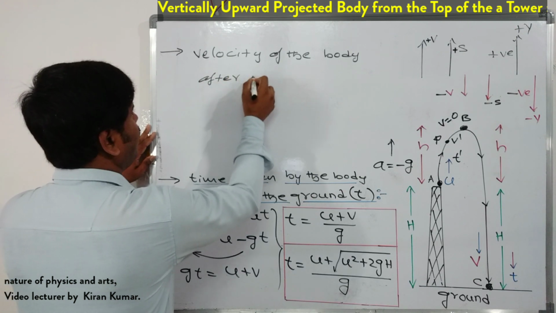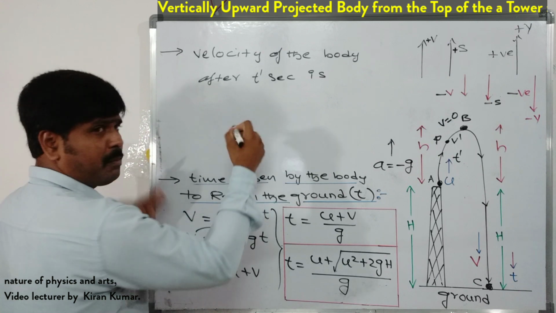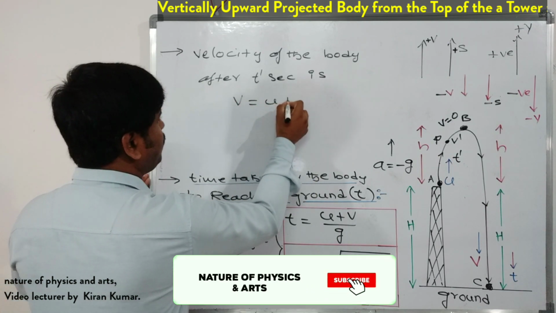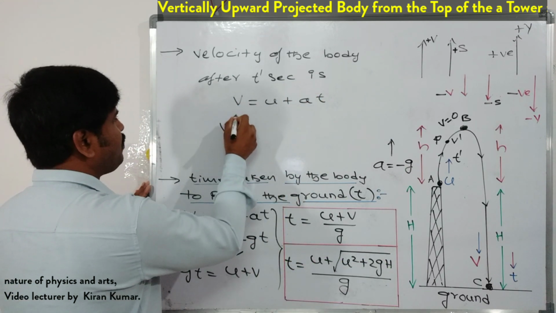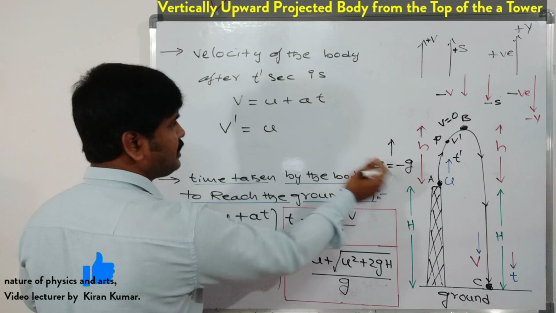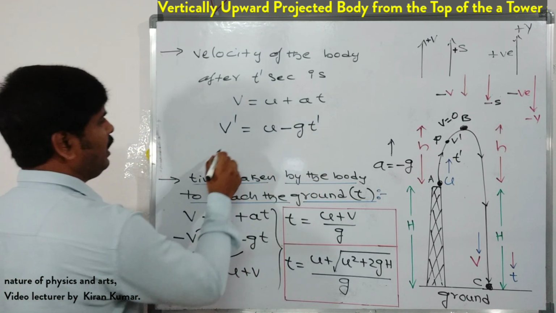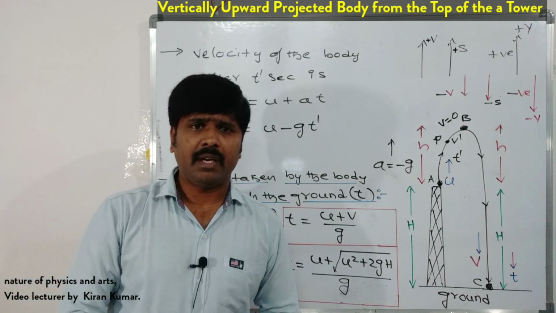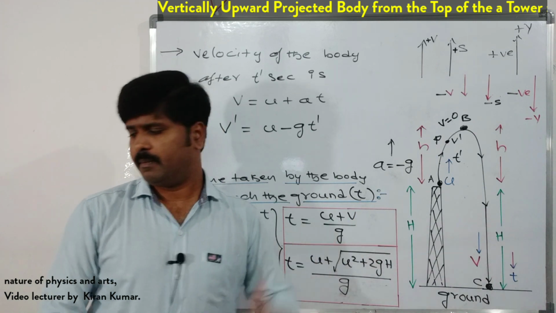Velocity of the body after t dash seconds: the suitable formula for this is the kinematic equation v is equal to u plus at. Here v is taken as v dash, which is equal to u, a is equal to minus g, upward direction, minus g, and time is taken as t dash. So this is the equation. Okay, next we can discuss 3 numericals step by step. Note this.